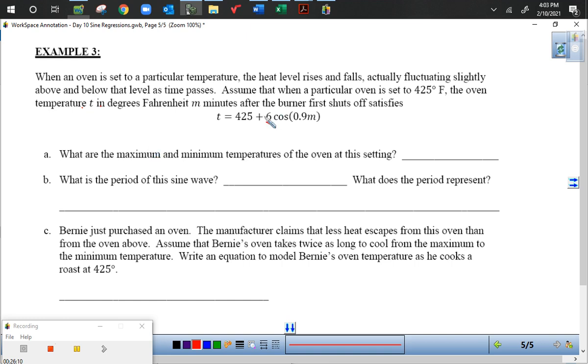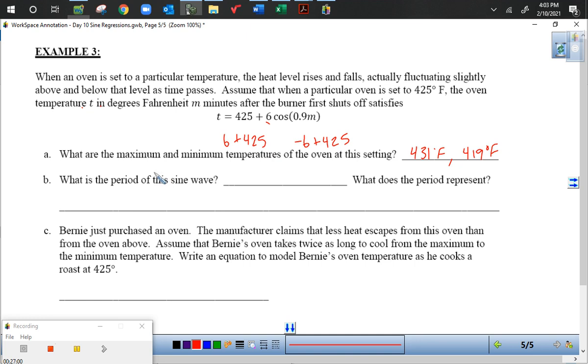So just like we've done before, instead of using 1 and -1, we're going to use 6 and -6 based on whatever your amplitude is. But then this K that they gave us gives us our shift, or really what we're cycling around. Remember, K is the middle. So our highest temperature is 431 degrees Fahrenheit, and our minimum temperature is 419 degrees Fahrenheit. Be sure you go in the order they give you, otherwise label them for me.